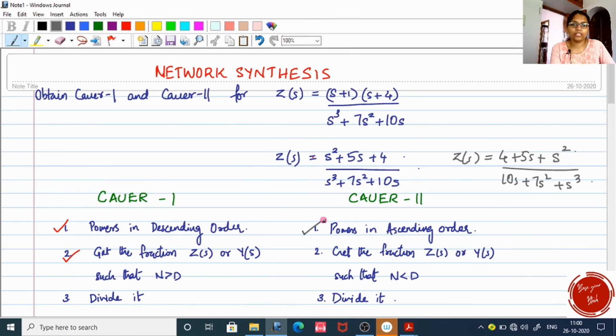Okay, so the first thing is ready, and the next thing is we have to take the fraction z of s or y of s such that the numerator is less than the denominator. That is, here the higher power in the numerator is 2 and in the denominator the higher power is 3. So which one is greater? The denominator is greater. So we can continue with z of s itself, isn't it? So divide this z of s.